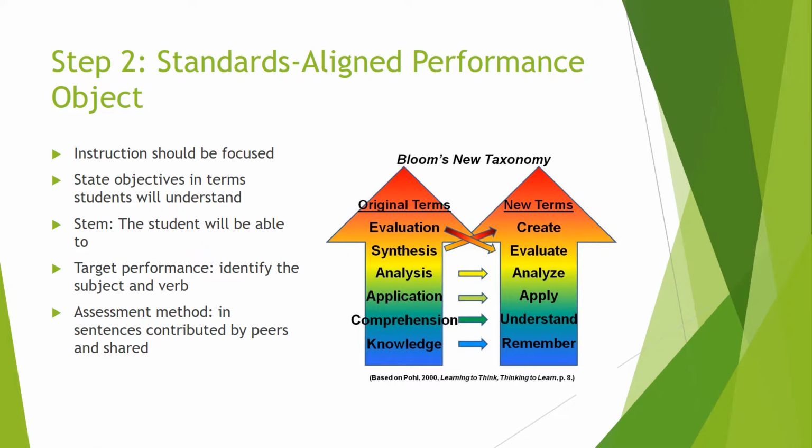The second step in the dynamic instruction design model is standards-aligned performance objective. Basically, step 2 is focused instruction that clearly states the objective. Students must know and understand what is being taught. Once that happens, they need to apply and analyze what has been taught and finally evaluate and create what they've learned.